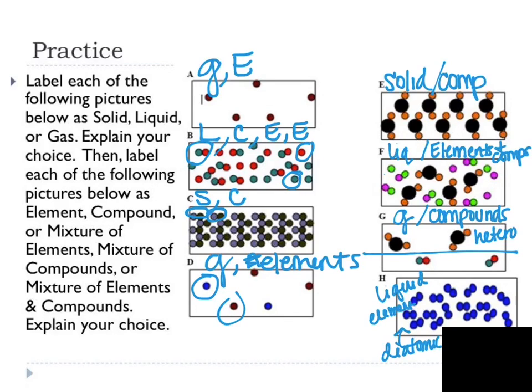You need to be able to look at those at the particle level and determine solid, liquid, gas, and then element versus compound, and mixtures of elements or compounds, and whether it's heterogeneous or homogeneous. So B, would you say B is heterogeneous or homogeneous? It would be homogeneous. I can't draw a nice line in there, either vertically or horizontally.